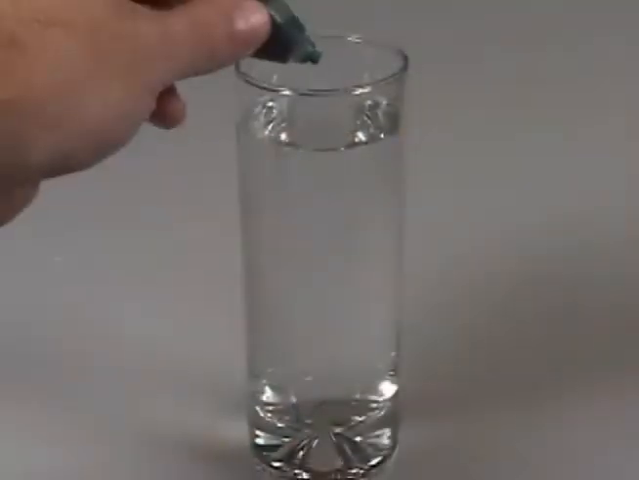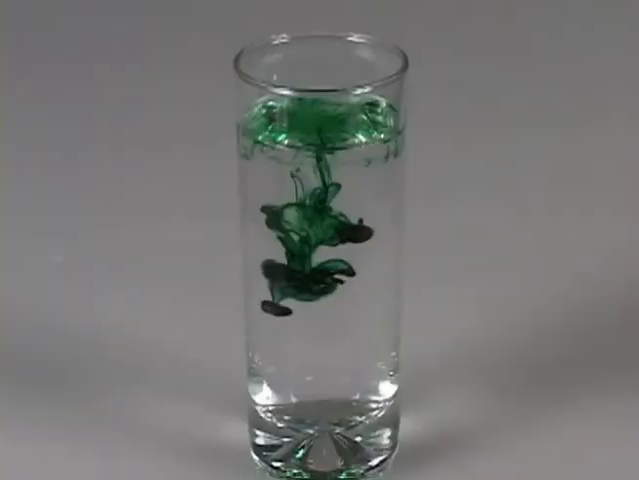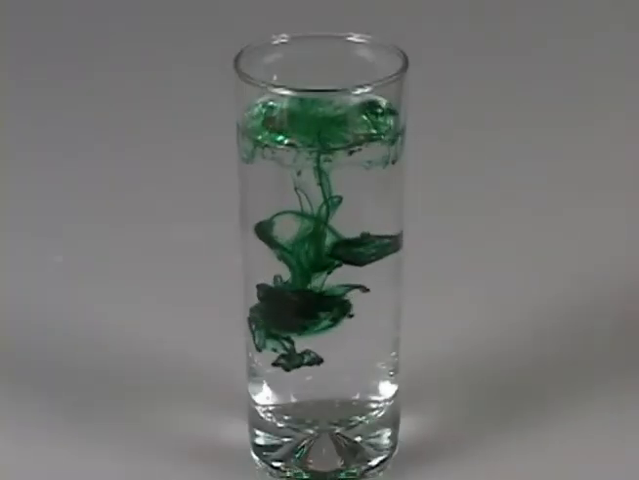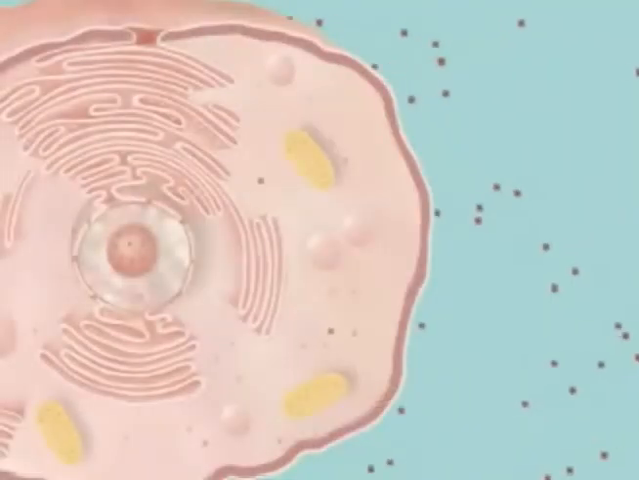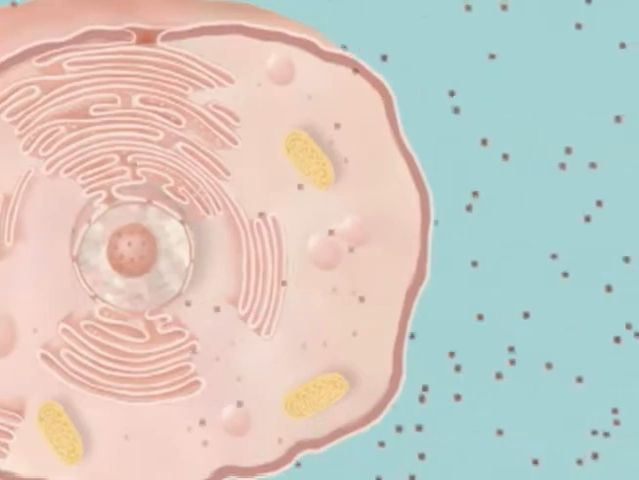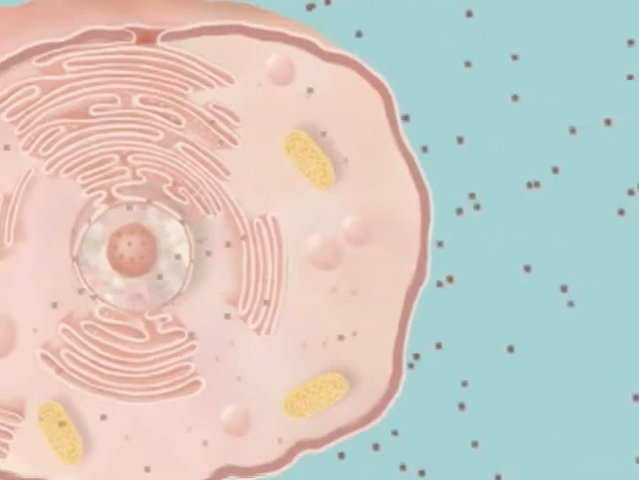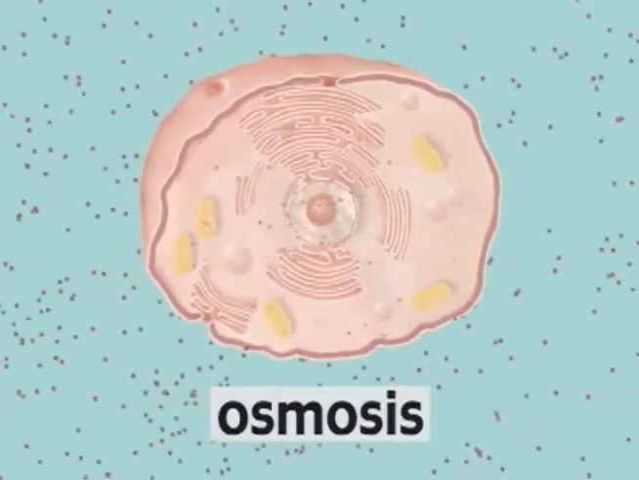Diffusion is one method of transport in cells. Particles move from where there are a lot of them to where there are less. An example would be drops of food coloring in water, eventually diffusing into the water, yet no material has crossed over a membrane. When particles do move through the cell membrane, that form of diffusion is called osmosis.